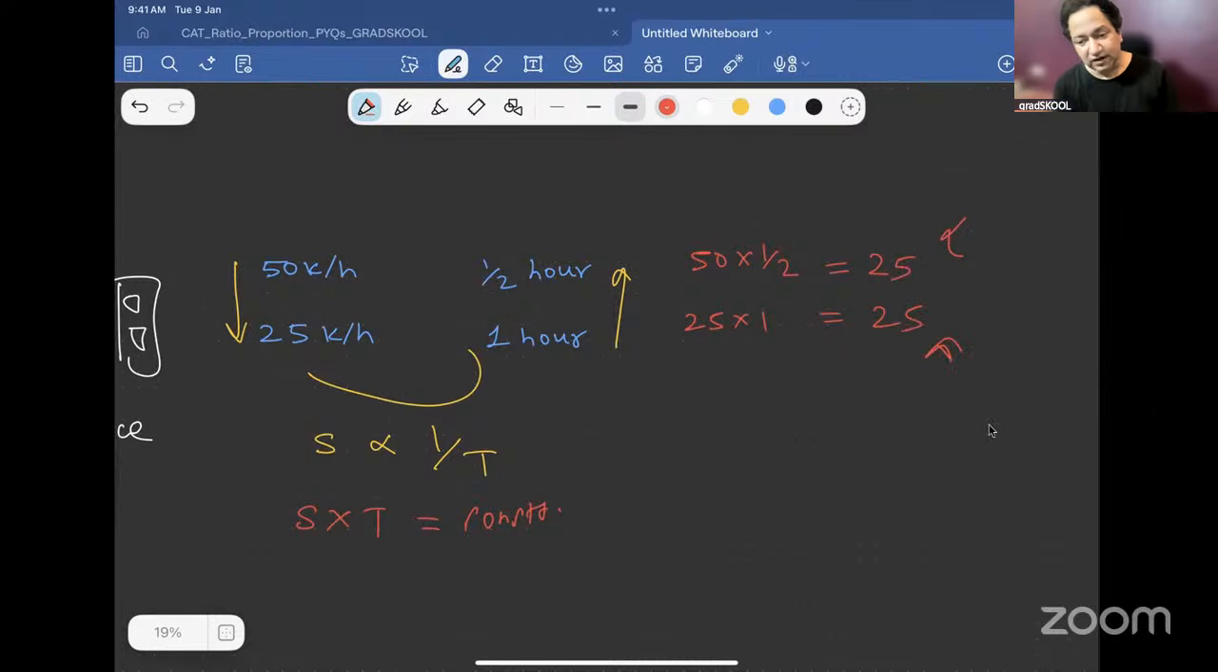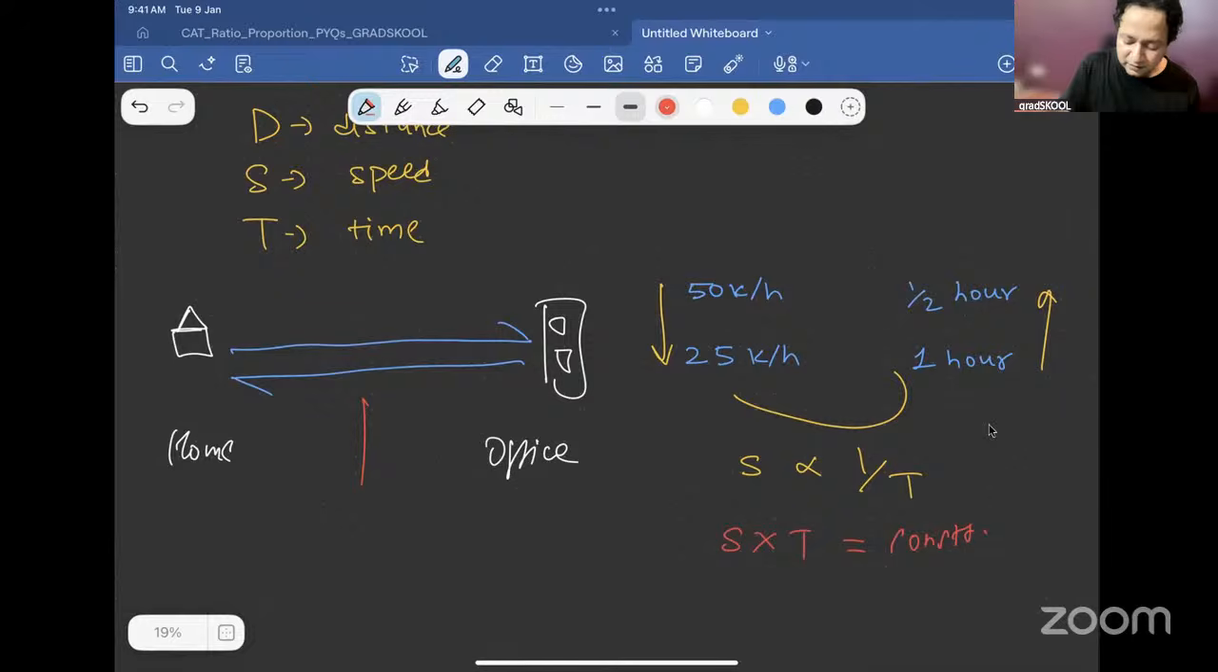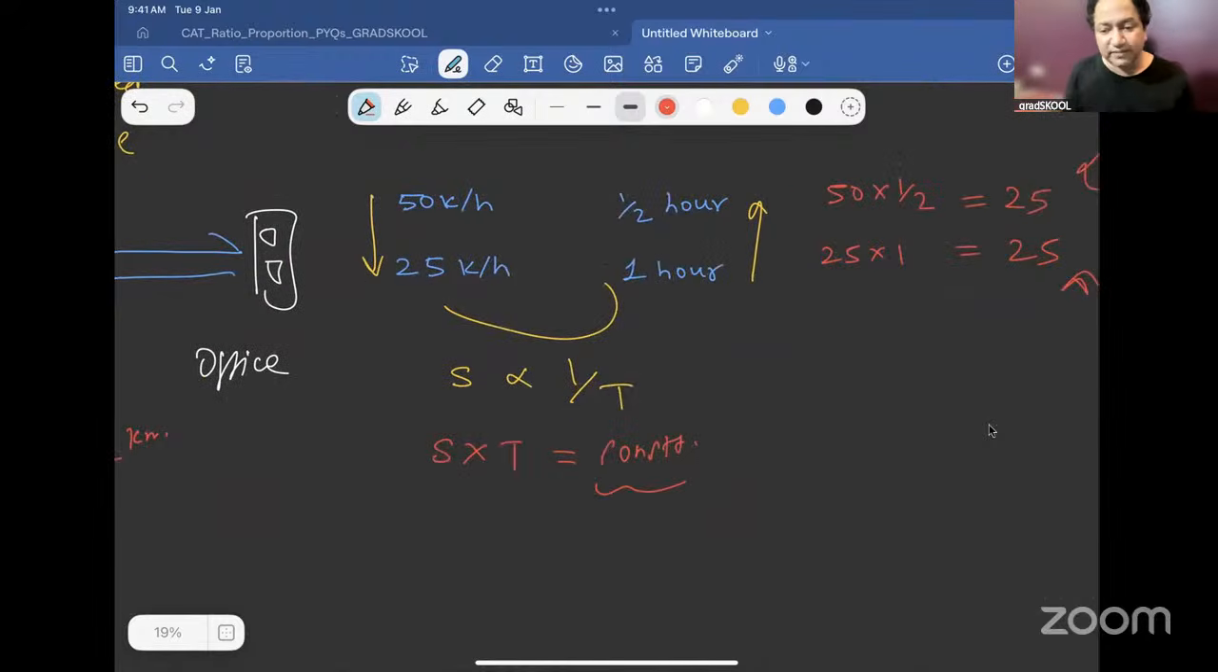And what was this constant? Then I tried to analyze more, and I saw that the distance between my home and office was actually 25 kilometers. So now I know the formula. So whatever was constant here was nothing but distance. So now I know that speed multiplied by time gives me distance. Wow, I got a formula. Is that clear? I got a formula.